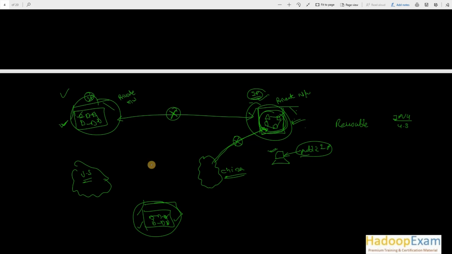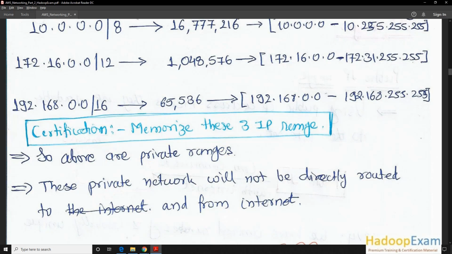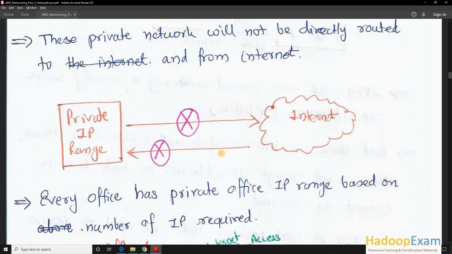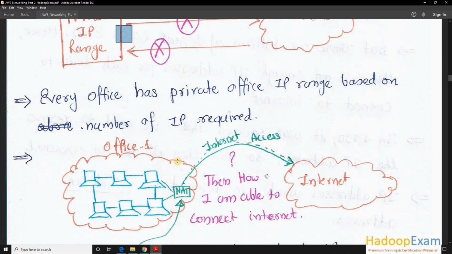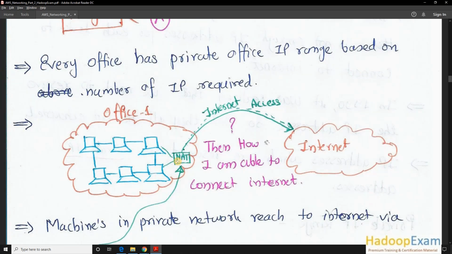So now let's remember this: these are all private networks, correct? The next thing is that a private IP range cannot communicate with the internet directly unless we do some provisioning in between. Every office has a private IP range based on the number of IPs required. Suppose I need 65,000 IPs, so I would be using 10.0.0.0/16. This is a private IP range. I can use that private IP range, correct?